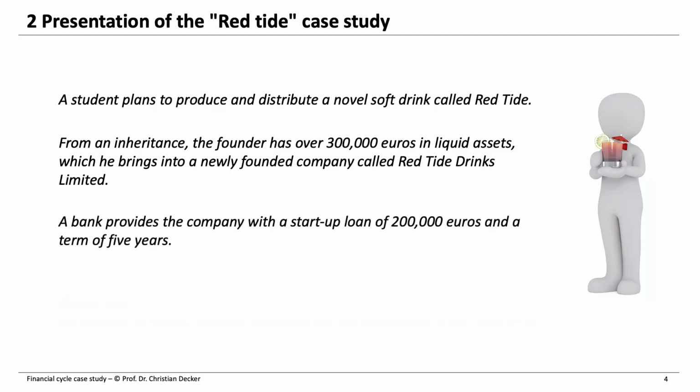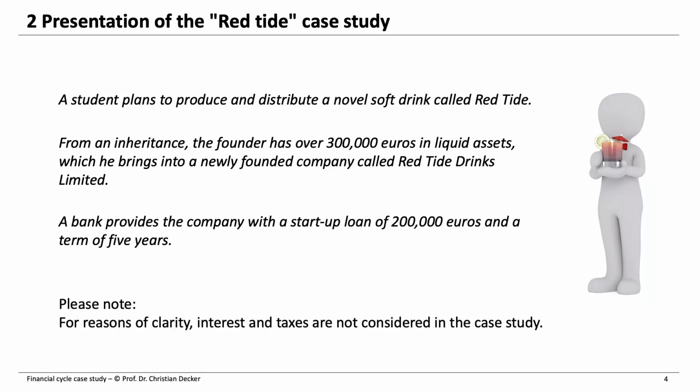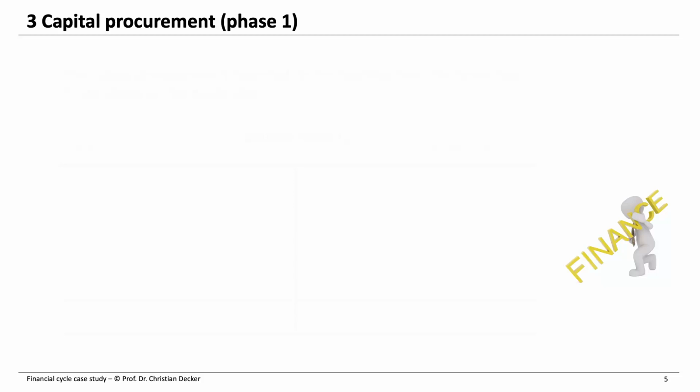A bank provides the company with a startup loan of 200,000 euros and a term of 5 years. Please note, for reasons of clarity, interest and taxes are not considered in the case study. The facts related to the establishment of the company belong to the first phase, in other words, the capital procurement.